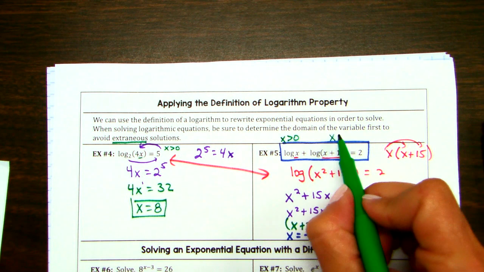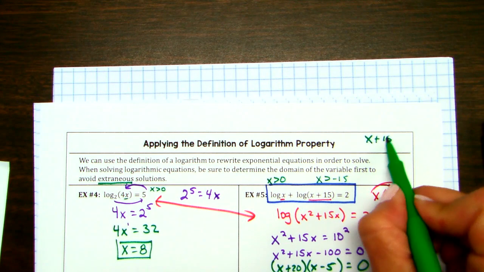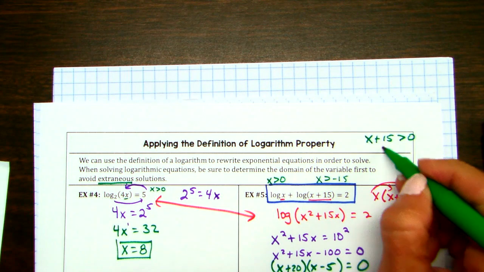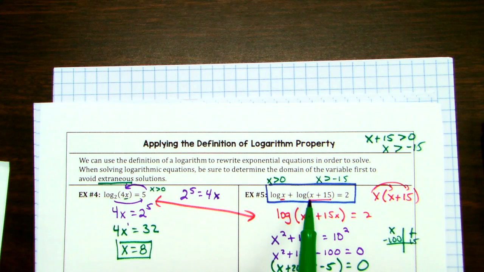Negative 15. Where'd she get that from? Well, if I set that greater than 0 and solve it, subtract 15, x has to be greater than negative 15. If I put a negative 15 right there, I would get a 0. If I put a negative 16 there, I would get negative 1. If I put a negative 20 there, I'd get a negative 5. This one is more restrictive.